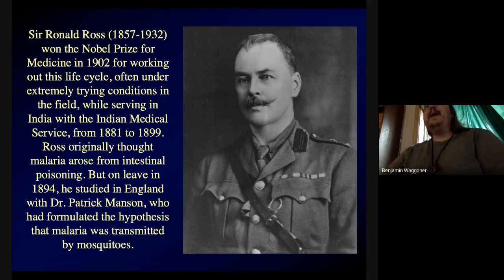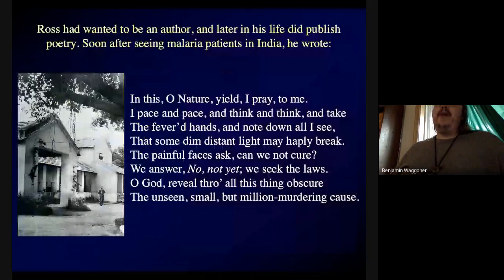His original hypothesis was that malaria arose from intestinal poisoning, but he got a leave of absence to go back to England in 1894, and he studied with a guy named Patrick Manson, who had come up with a hypothesis that malaria was mosquito transmitted. And as soon as Ross got back to India, he started testing that hypothesis. And that's where he worked. It was very difficult work.